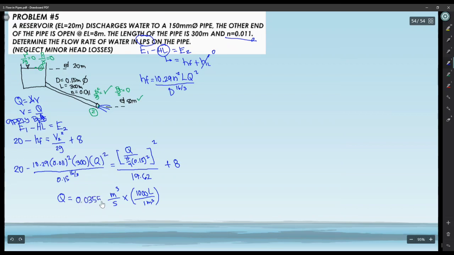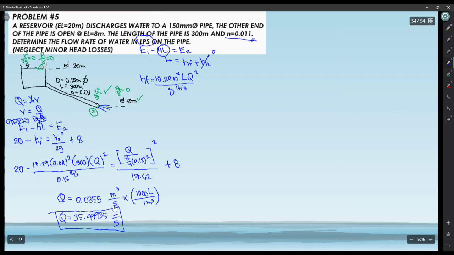0.035499. So, gawin na lang natin 5 ito. Okay, and then i-multiply natin siya ng 1,000 para maging liter per second. So, the final flow rate or yung nire-record sa problem is 35.49935 liter per second. So, this is our final answer.